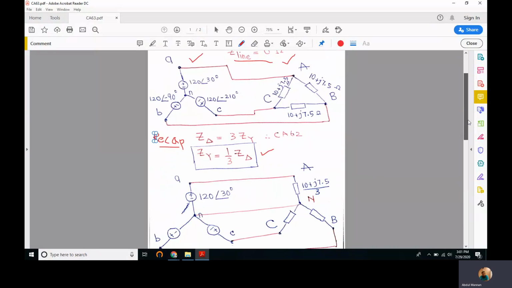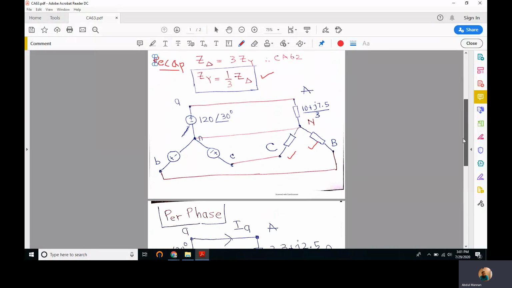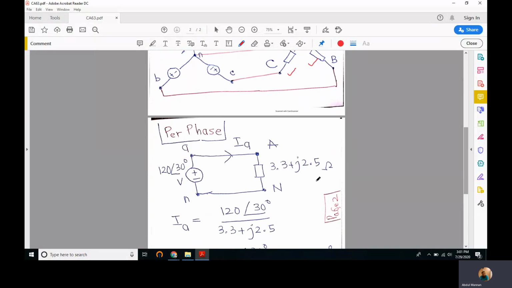In order to solve this, there are many ways. Perhaps the simplest way is to convert this delta-connected load into Y-connected. We know that in order to go to Y, we should divide each impedance of each branch by 3. So this is 10 plus j7.5 divided by 3. These other two will also be the same. So now we can solve it per phase to make calculations easier.